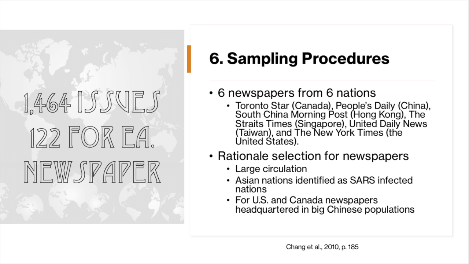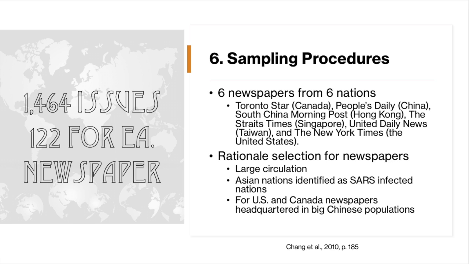Okay, moving on to point number 6, sampling procedures. As you can see, the researchers selected 6 newspapers from 6 nations: Canada, China, Hong Kong, Singapore, Taiwan, and the United States. The rationale for selecting the newspapers is very simple and straightforward. They were basically looking for newspapers that had large circulation.